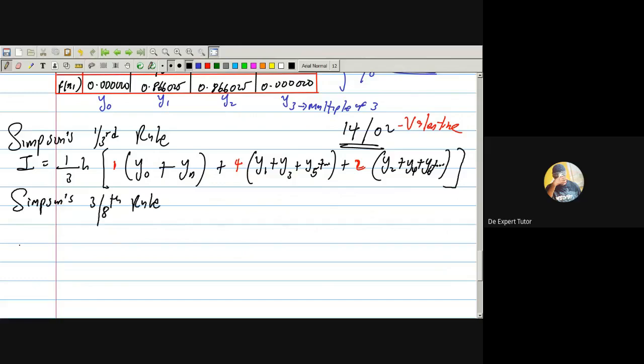So what do we do in 3/8 rule? This is the I equal to. Now, what do we do here? Do we say 1/3h or 3/8h? Since we are looking at 3/8 rule, we say 3/8h.